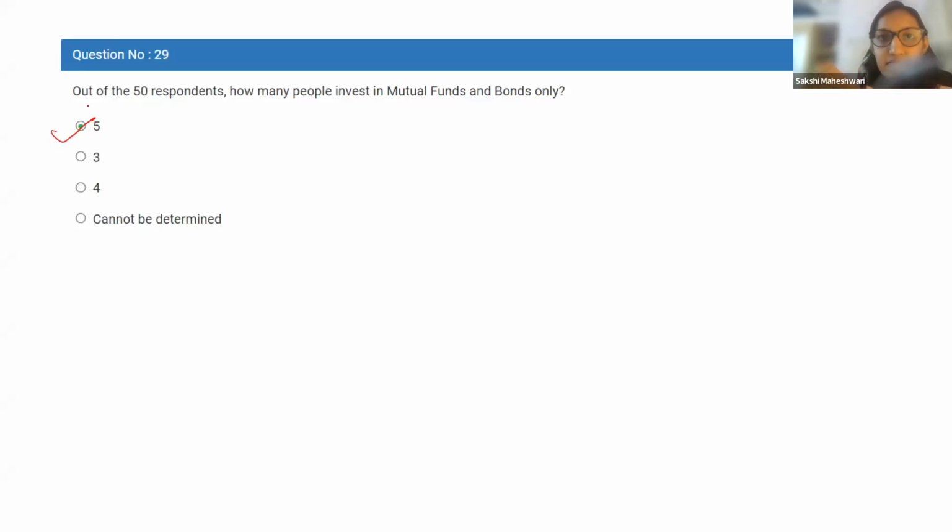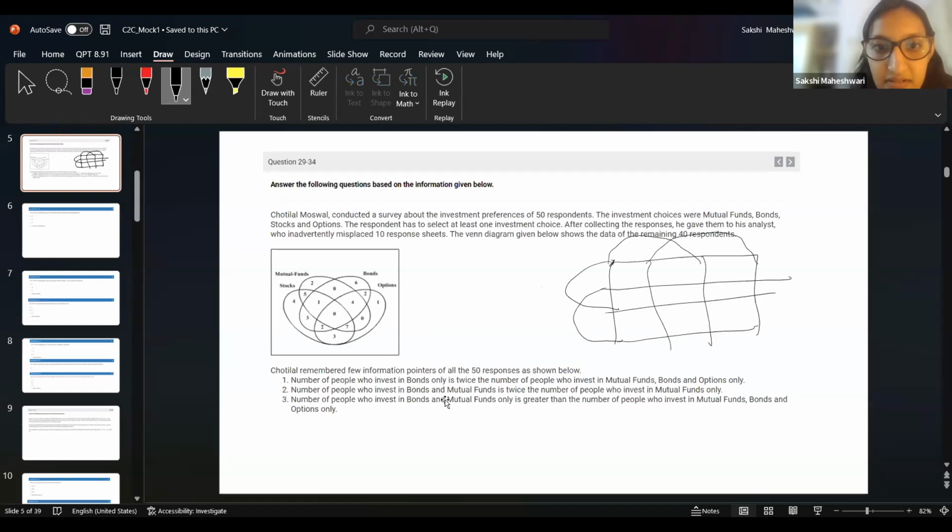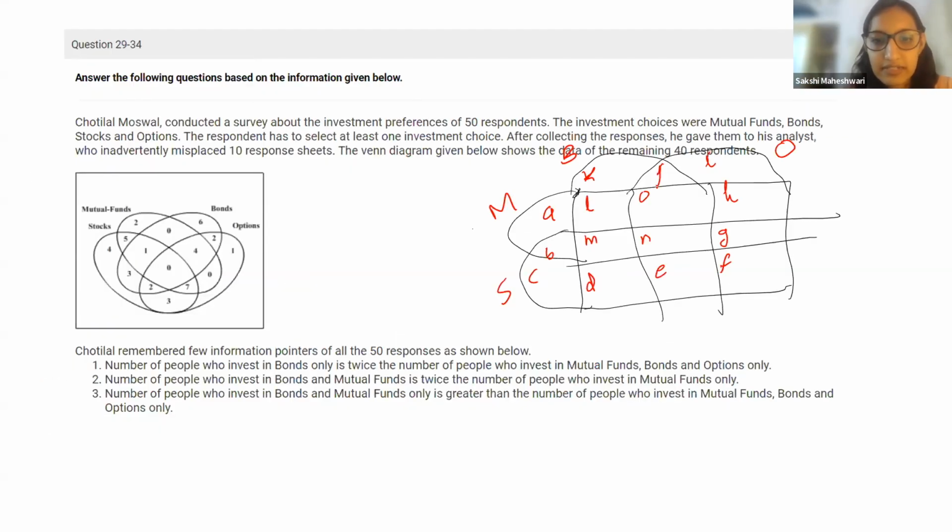You're getting? I'll just repeat once. Initially, it is mentioned that bonds only, that is K, is equal to twice of O. Then the second condition we have is bonds and mutual funds, that is L, M, N, O, equals twice of A. And the third condition we have is L, bonds and mutual funds only, that is L is greater than O.